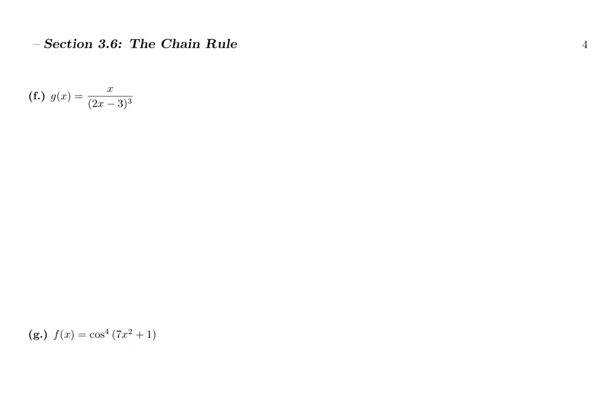Continuing on the same example problem, if we look at g of x here, so this is problem part F, but it is g of x, we have x over 2x minus 3 quantity cubed. You can either use the quotient rule as it is, or you can bring up the 2x minus 3 to the 3rd to a negative 3, and you can use the product rule. Either way is fine. I'm going to use the quotient rule first. So let's do g prime of x, and we'll use the quotient rule.